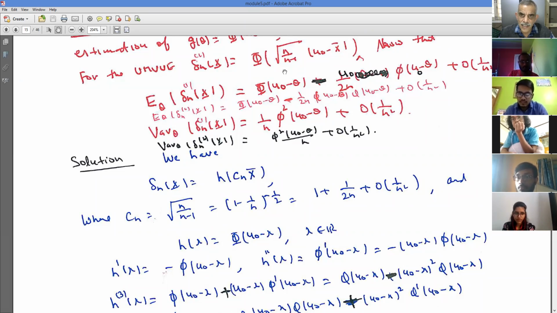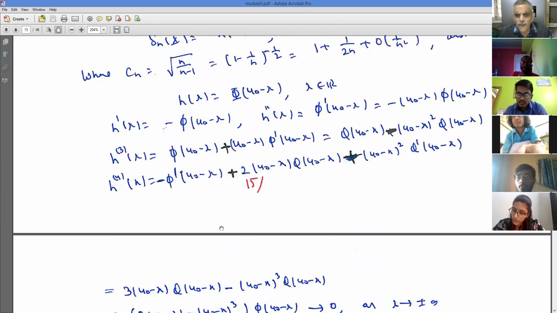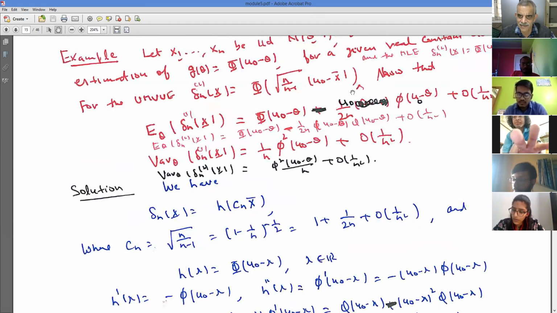You see, I am writing delta n x, I define Ti as u naught minus xi. Then u naught minus x bar becomes T bar. So it becomes phi of root of n upon n minus 1 times T bar, which is the same as h of Cn T bar, where Cn is this quantity, and h of x is phi of x. Now you repeat it and you will see that you do not get this term. So this example you'll have to modify a little bit. Does that clarify the doubt? Okay.